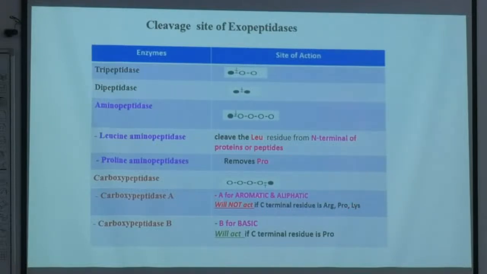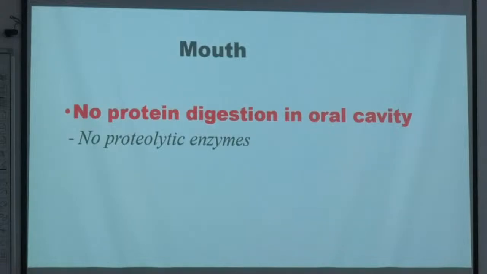At least you tell aromatic and aliphatic, but it will not act if the C-terminal residue is arginine, proline or lysine. That is a catch point also. These are all regulatory steps. And carboxypeptidase B is for basic. So, we will act only if the C-terminal residue is not proline, that is a catch point again. So, once you have learned this, exopeptidases.